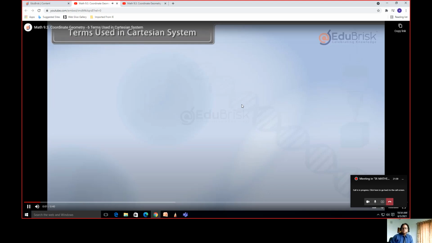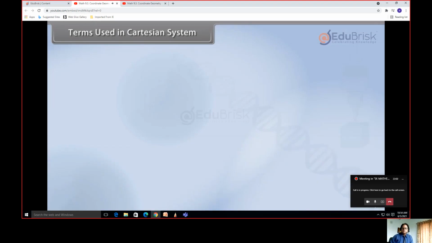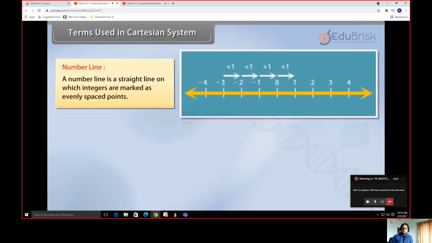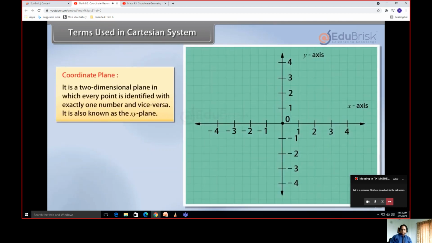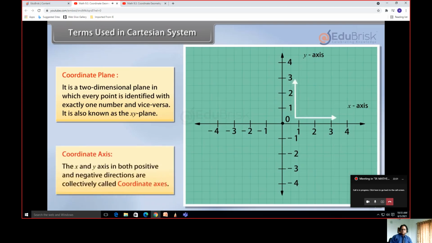Terms used in Cartesian system. Before going further, let's look at some definitions. A number line is a straight line on which integers are marked as evenly spaced points. Origin. A number line is divided into two symmetrical halves by a fixed point called origin, that is, the number 0. Coordinate plane. It is a two-dimensional plane in which every point is identified with exactly one number and vice versa. It is also known as the xy plane. Coordinate axis. The x and y axis in both positive and negative directions are collectively called coordinate axes.